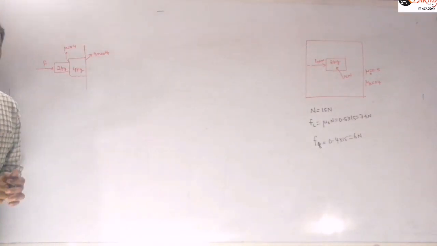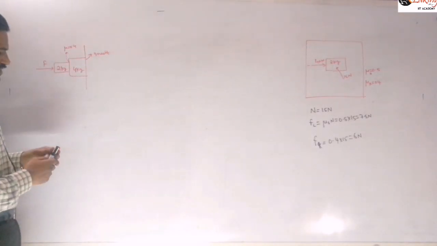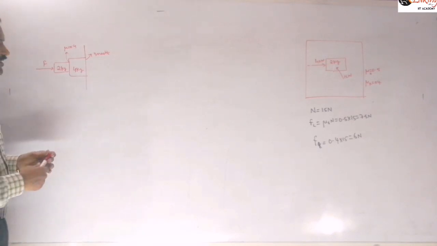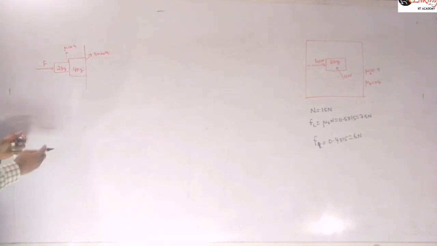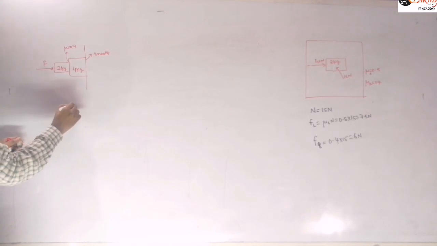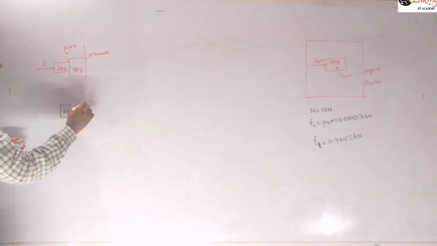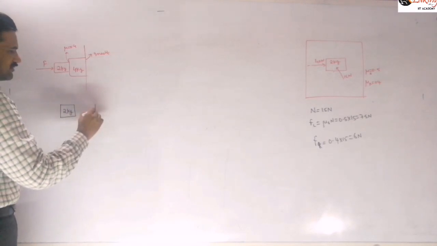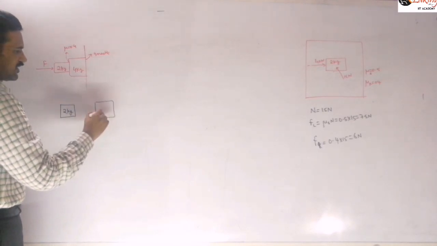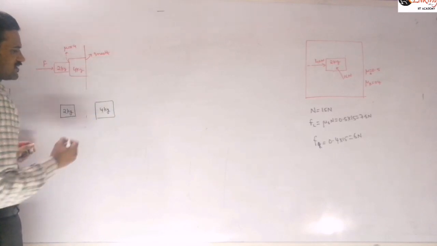Simply remember that if you are taking the free body diagram, then you will get the clarity here. So I am taking the free body diagram of these blocks. Now if you are taking the 2 kg block and 4 kg block, let us take the free body diagrams here, the free body diagram of this 2 kg block and 4 kg block.